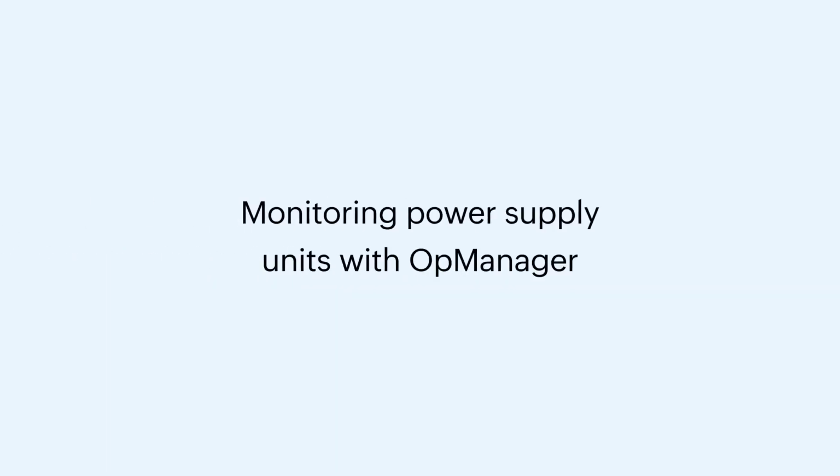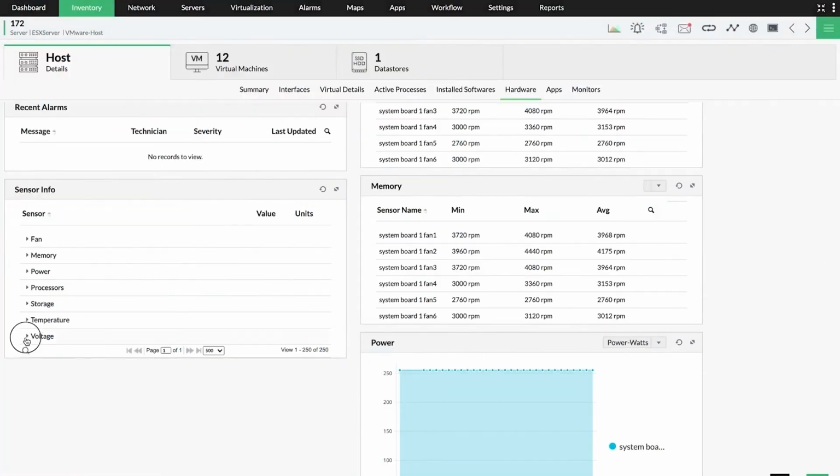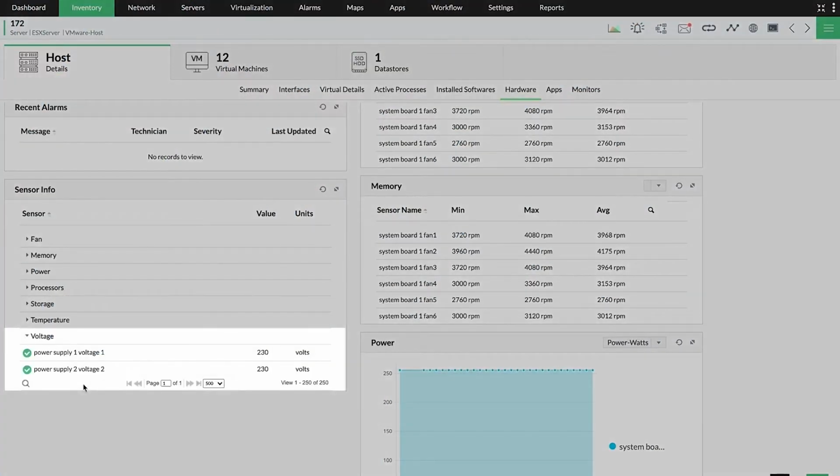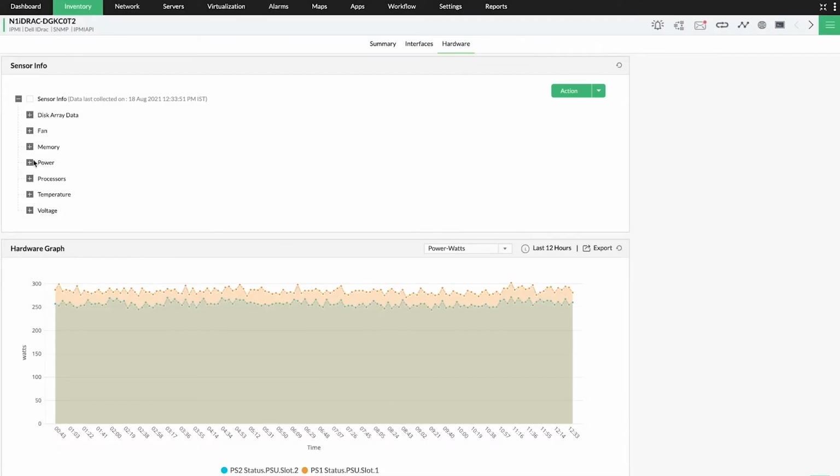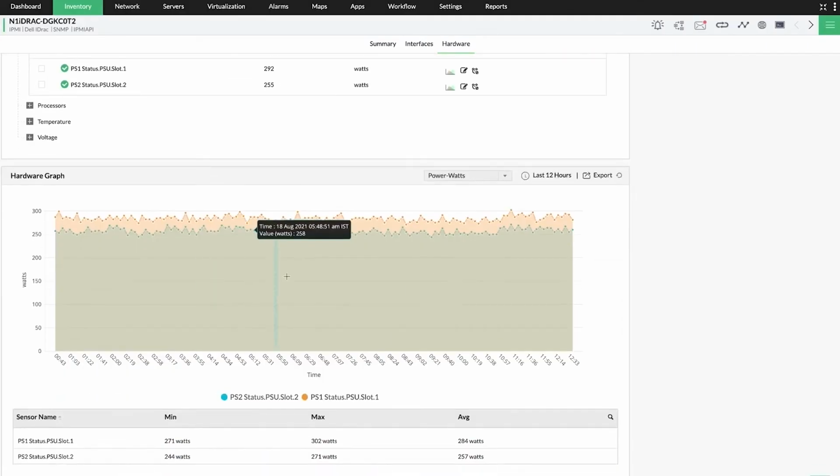Monitoring power supply units with OpManager. Power supply to hardware components such as voltage and current can be monitored and measured by OpManager. PSU redundancies are monitored to prevent device failure or short circuits.